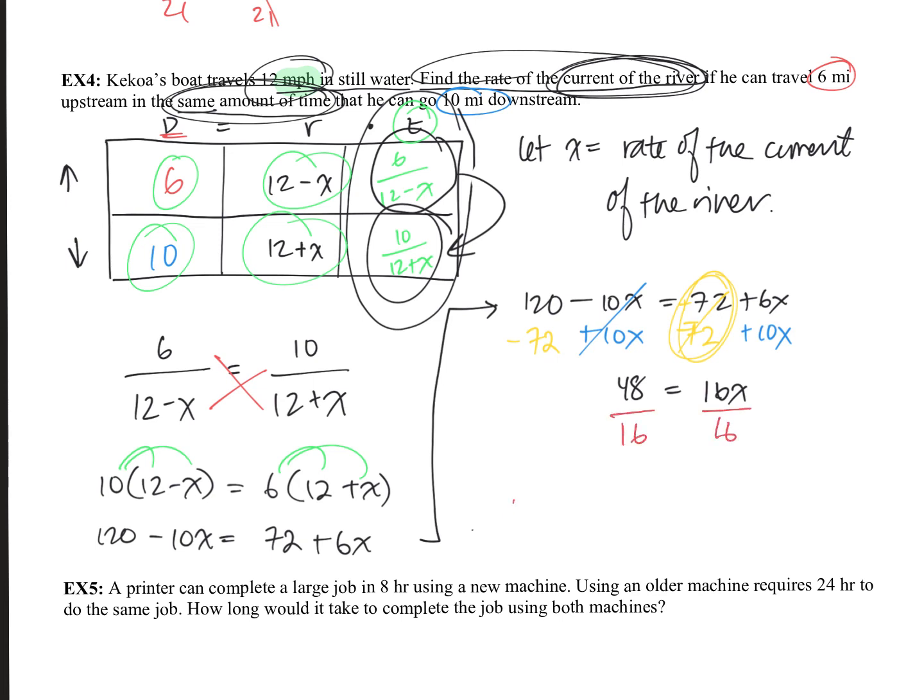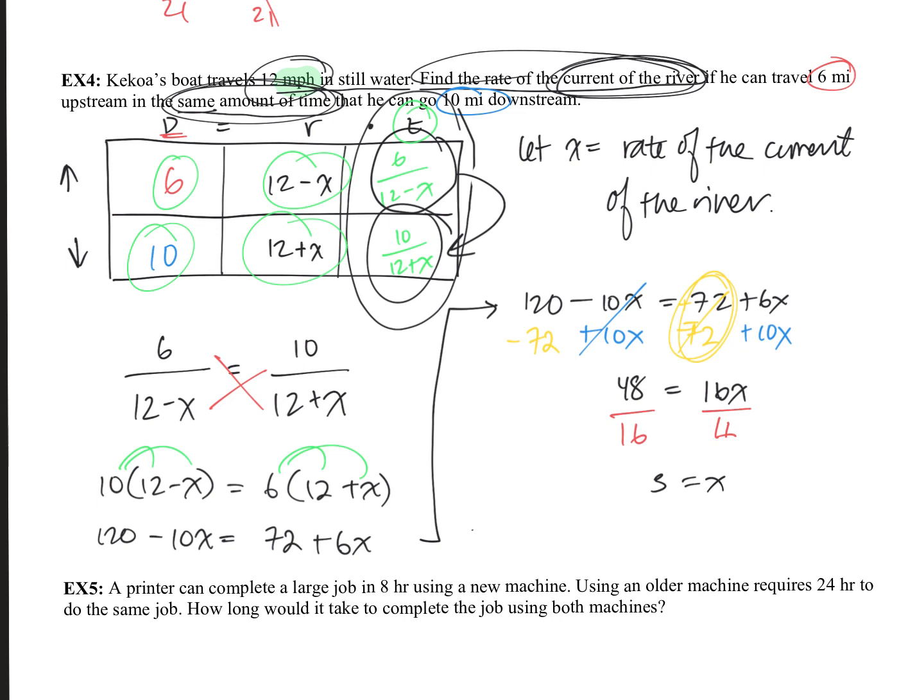Let's see, how many times does 16 go into 48? 16 times 2 is going to be 32, too small. 16 times 3 is going to be 48. Ooh, 48. Hey, it goes in perfectly. Awesome. So 48 divided by 16 is going to be 3. So 3 equals x. So what will the answer be?